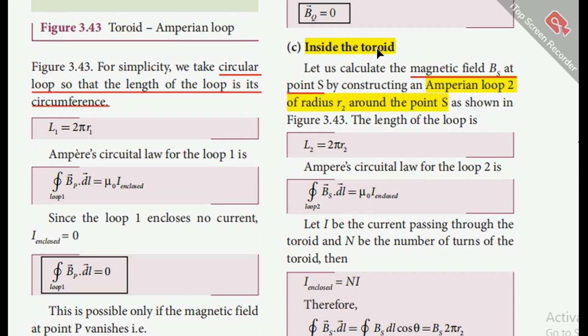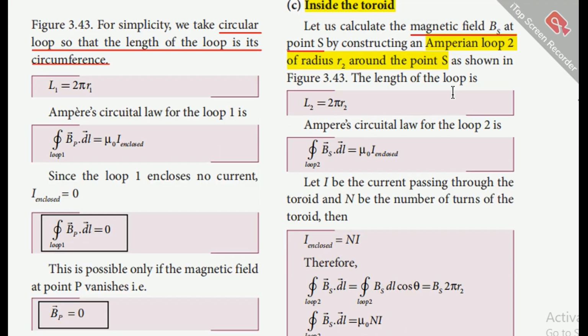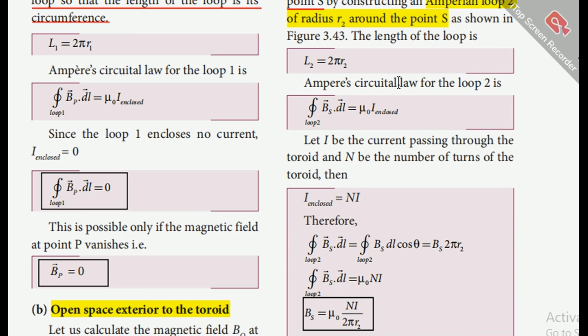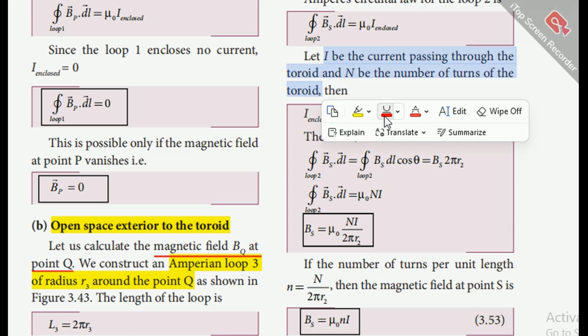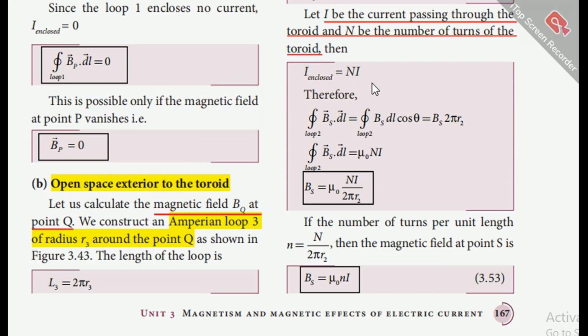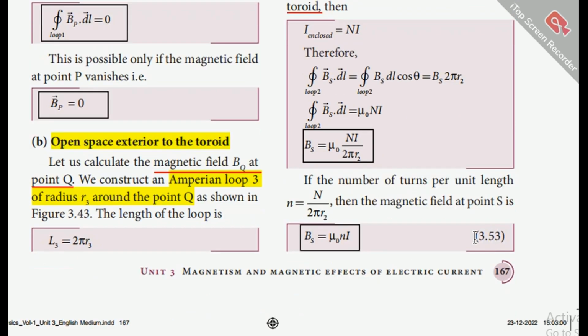Now inside the toroid, let us calculate the magnetic field Bs at the point S by constructing an Amperian loop 2 of radius R2 around the point S as shown. The length of the loop is given by L2 equal to 2 pi R2. Ampere's circuital law for this loop is given by the closed integral over loop 2 of Bs dl equal to mu naught I enclosed. If I is the current passing through the toroid and N is the number of turns of the toroid, then I enclosed equal to N I. So Bs is given by mu naught N I by 2 pi R2. If the number of turns per unit length is given by n equal to N by 2 pi R2, then the magnetic field at the point S is given by Bs equal to mu naught n I.